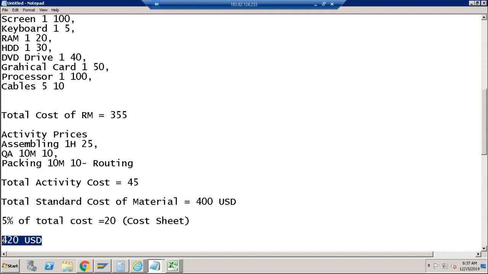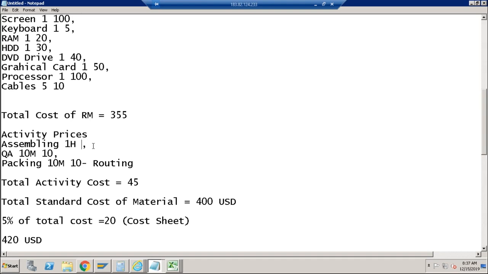Okay, Vikram, thank you. So it is definitely part of the standard cost, but it is not directly provided in the system. It is provided via the costing sheet as a part of overheads. Okay, so in this particular example, don't expect the total cost is 400, it is 420 USD because we additionally applied 5% overheads.